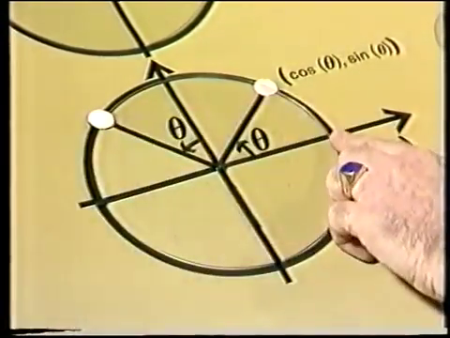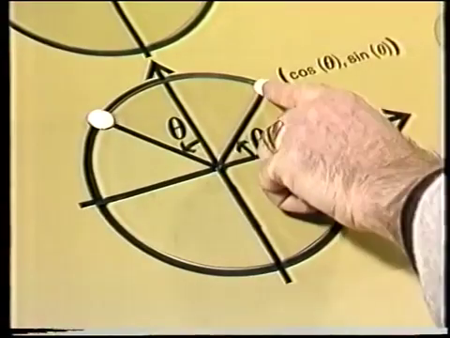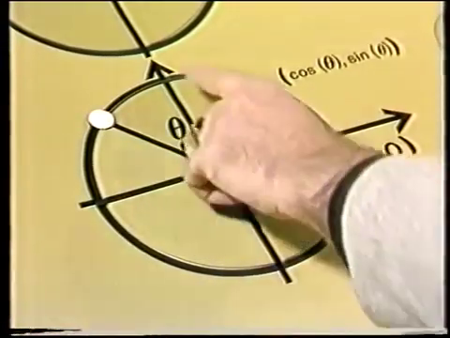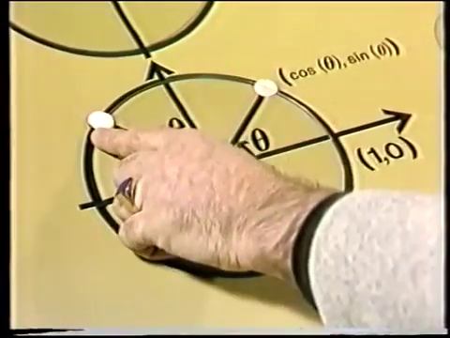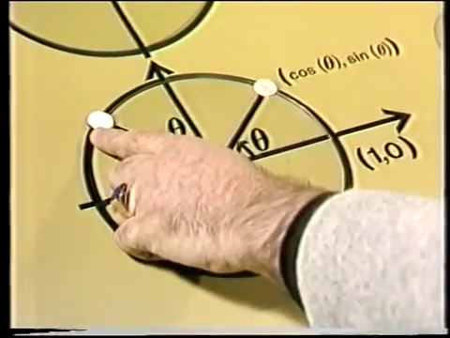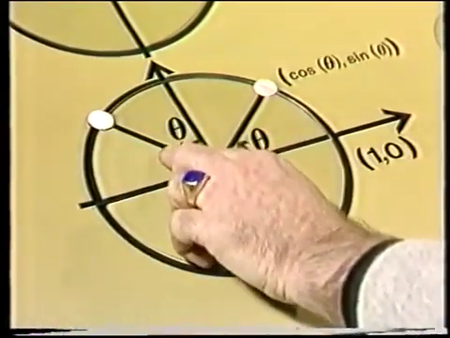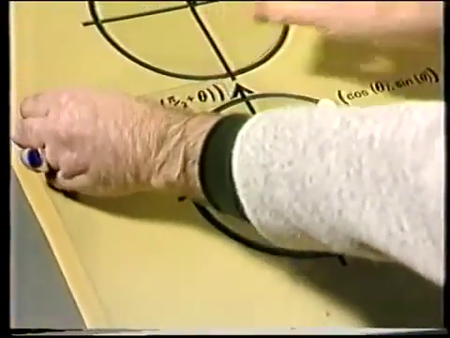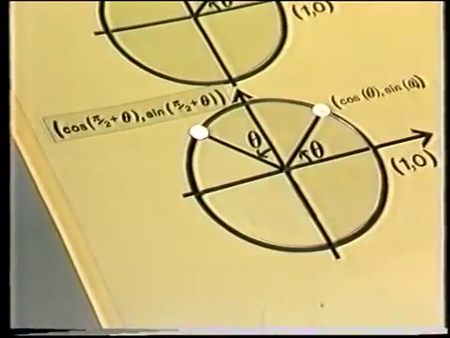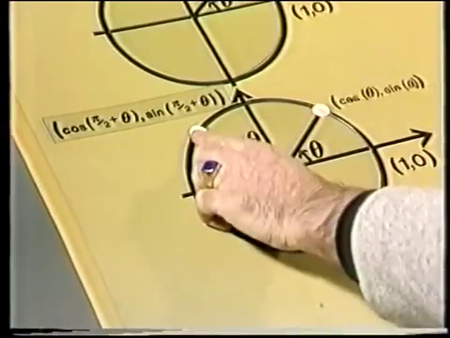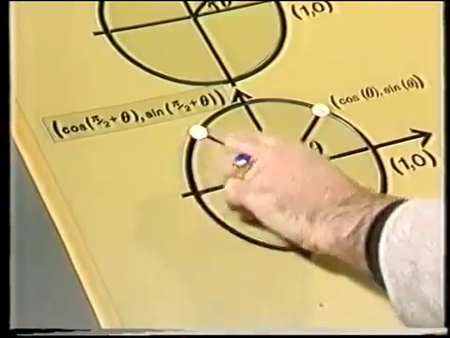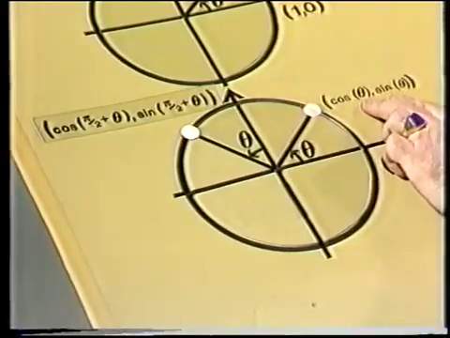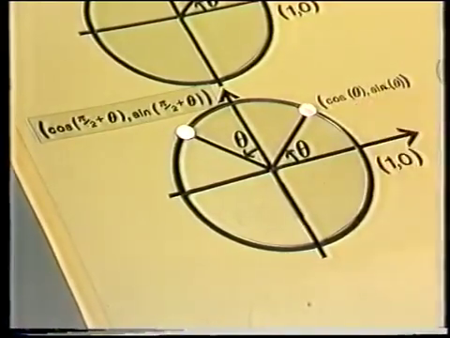We can get that point from (1, 0) by first rotating through theta and then by pi over 2, or alternatively by rotating first by pi over 2 and then through theta. So the coordinates of this point must be the cosine and sine of this angle. That's to say, they are cosine of pi over 2 plus theta, sine of pi over 2 plus theta. Now, this point is simply pi over 2 round from cos theta, sin theta. So how are its coordinates related to cos theta and sin theta?